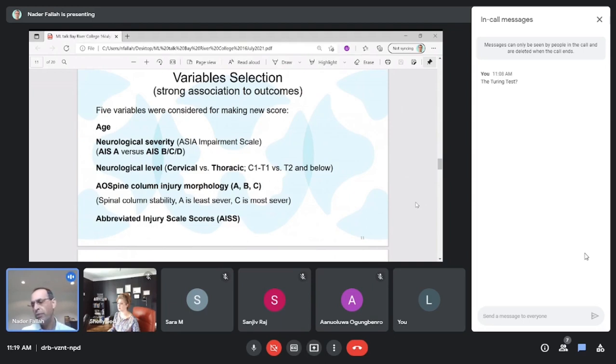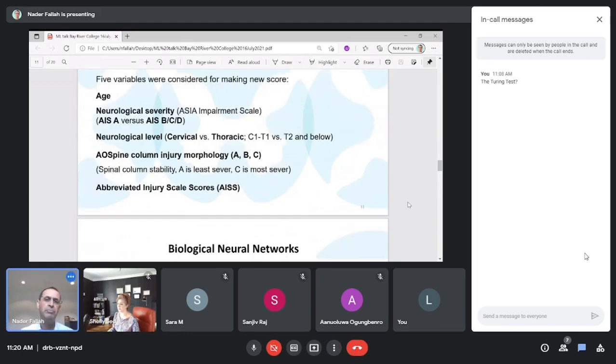Another variable we used was neurological level, that is, where the injury happened: the cervical part or the thoracic part of the spinal cord. Also, another thing is the stability of the spinal column, which they call AO Spine morphology. And another was the Abbreviated Injury Scale score, which is related to the place where they had an injury also. I mean, they may have an injury to the spinal cord, but they may also have an injury to the face, or neck, or abdomen, or other places. These kinds of things were also included in the model.